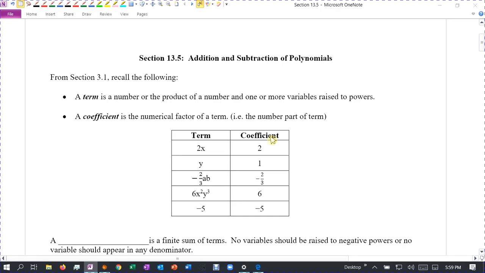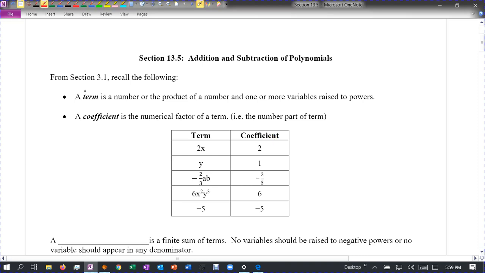Okay, we're going to be working Chapter 13, Section 5, Addition, Subtraction of Polynomials. So remember that we've already talked in Chapter 3 about this idea of a term. And the term is just the product of a number and one or more variables, and those variables can be raised to different powers. And the coefficient of that term is just the number that's sitting in front.